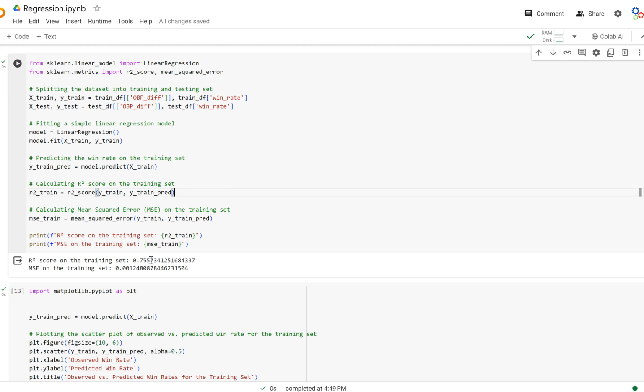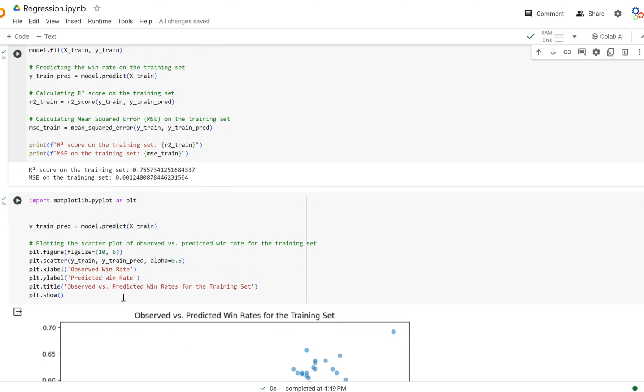Remember, R squared, you can think of it quite simply as the square of the correlation coefficient between the predictions that the model outputted and the actual values that the model was trying to predict. And we see we have a mean squared error on the training set of 0.0012. That means that the average squared error difference between the predictions and the actual win rates on the data set was 0.0012, and that is very small. So we're getting pretty good predictions here.